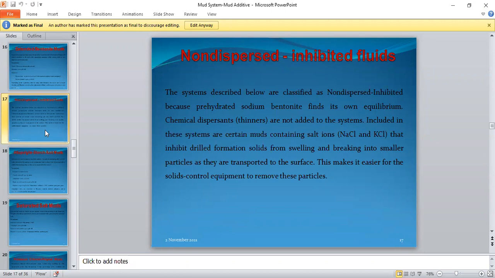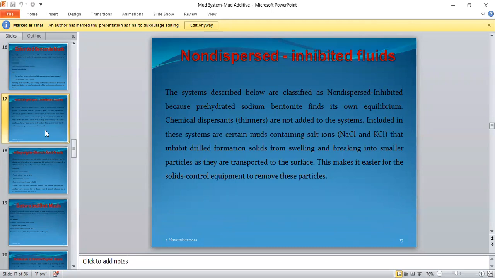Included in this system are certain muds containing salt ions, sodium chloride, potassium chloride, mainly for water-based. We are still talking about this water-based system that inhibits drilled formation. When we say inhibits, it prevents the formation from taking water and swelling. That's what we mean by inhibition. It inhibits formation solids from swelling and breaking into smaller particles as they are transported to the surface. This makes it easier for the solids control equipment to remove.